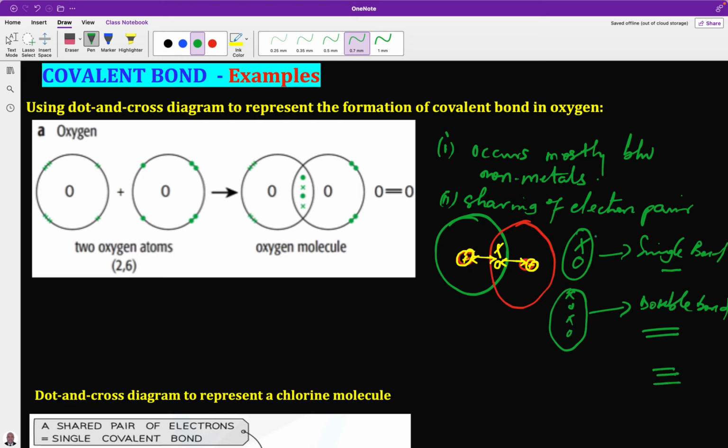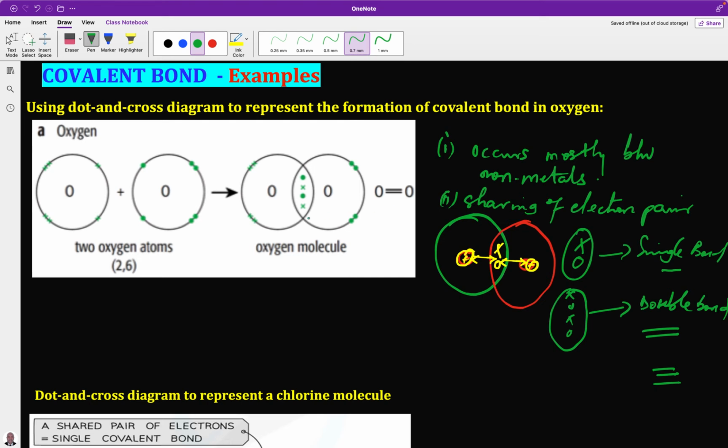So if a pair of electrons is shared, it results in a single bond. If two pairs of electrons are shared, it results in a double bond. If three pairs of electrons are shared, it results in a triple bond.